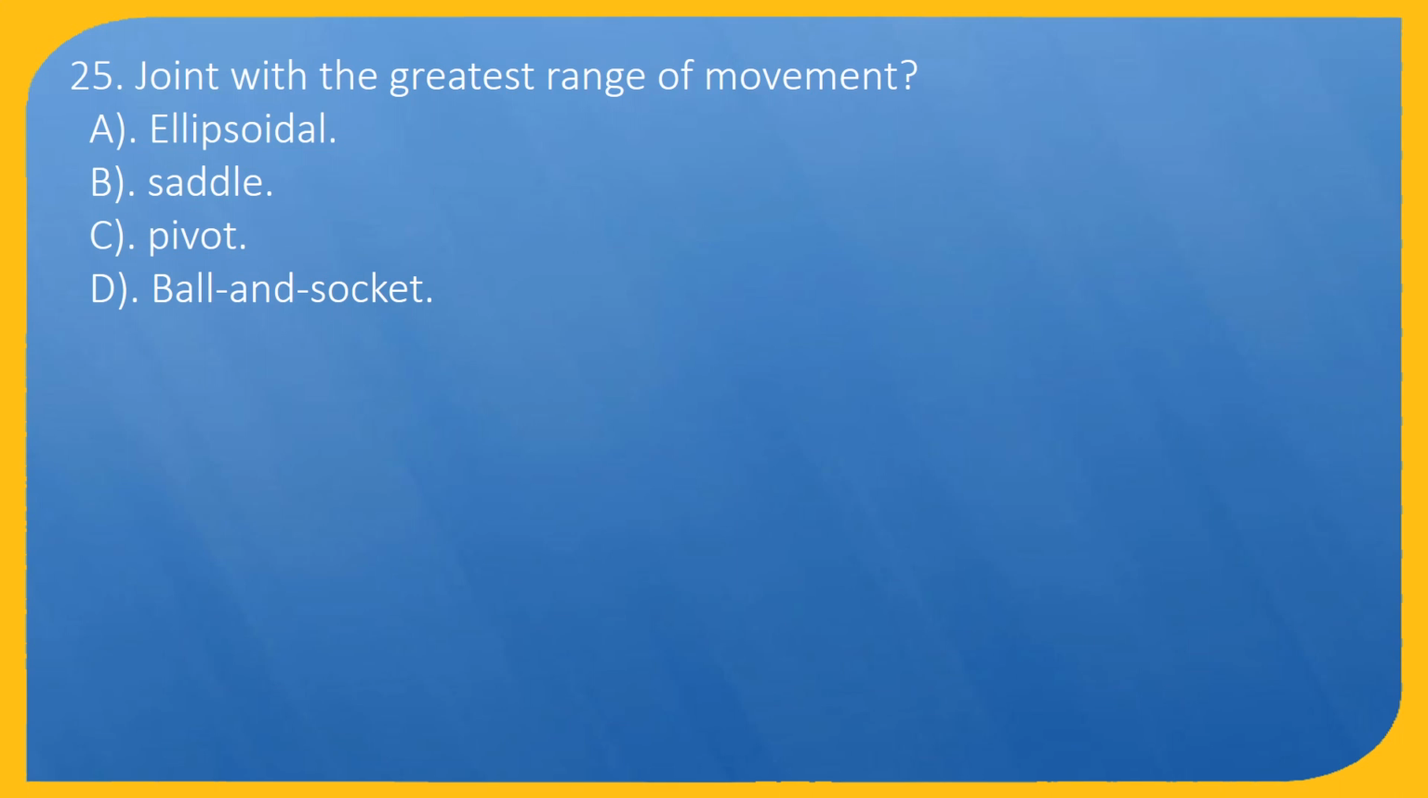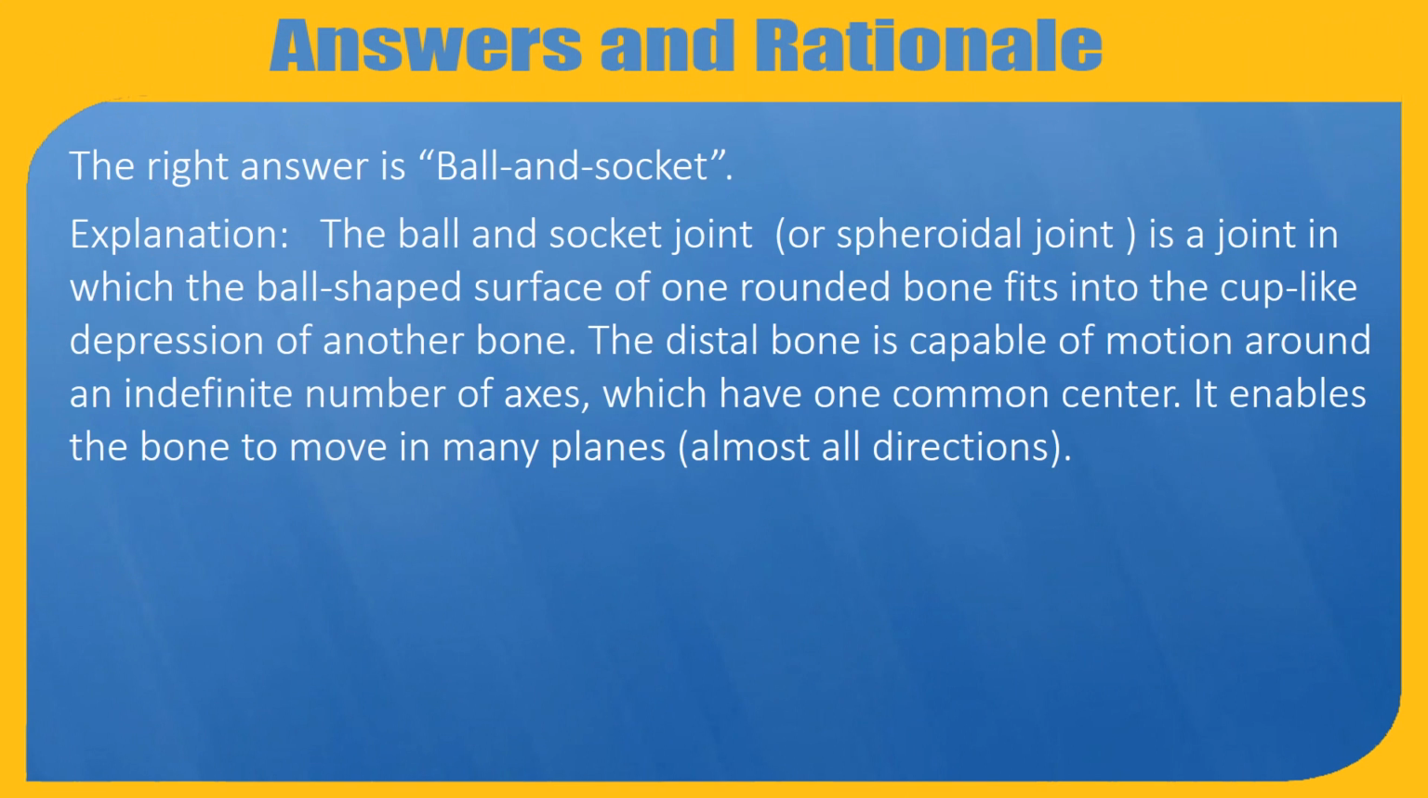Question 25. Joint with the greatest range of movement? A. Ellipsoidal. B. Saddle. C. Pivot. D. Ball and socket. The right answer is ball and socket.